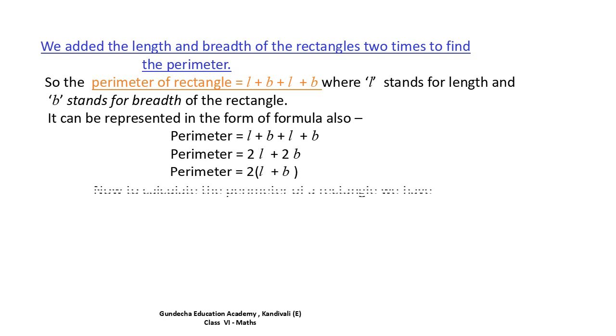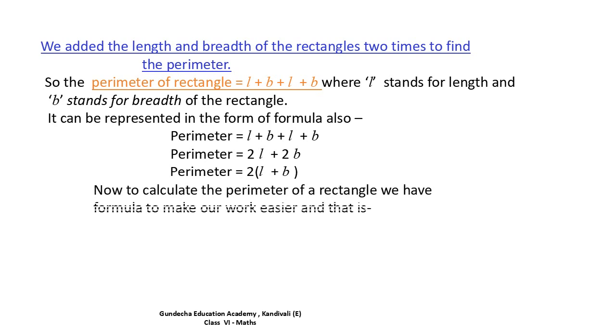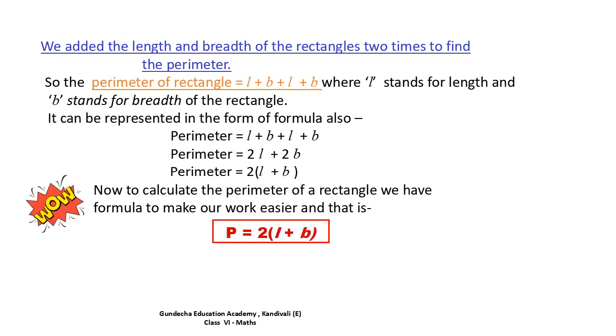This is the formula to find the perimeter of a rectangle. That is, perimeter is equal to twice the sum of length and breadth. In this formula, P is for perimeter, L is for length and B is for the breadth of the rectangle.